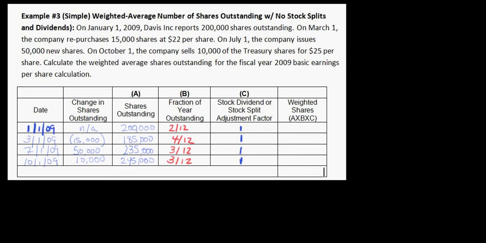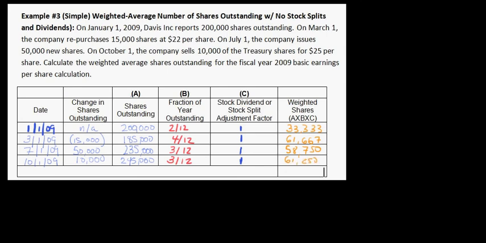Alright. So then you take these three, 200,000 times 2 twelfths times 1, and you get 33,333. 185,000 times 4 twelfths times 1, you get 61,667. 235,000 times 3 twelfths times 1, you'll get 58,750. And then 245,000 times 3 twelfths times 1, and you'll get 61,250.